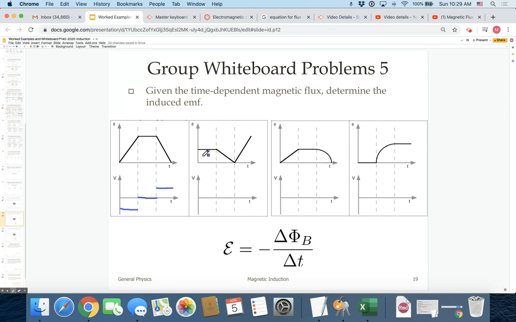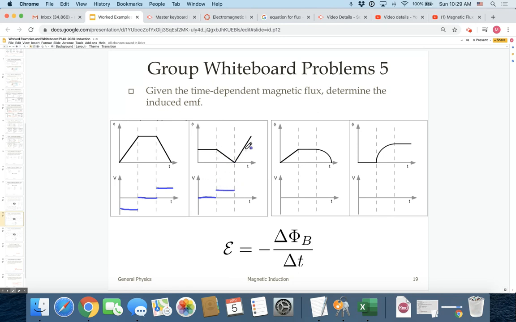All right, what about here? There's no change in my flux here. It's a constant. My flux is a constant, but it's not changing. So that means I'm going to have no induced EMF, no currents created. Here I have a negative slope, so a negative number times a negative number will give me a positive here.